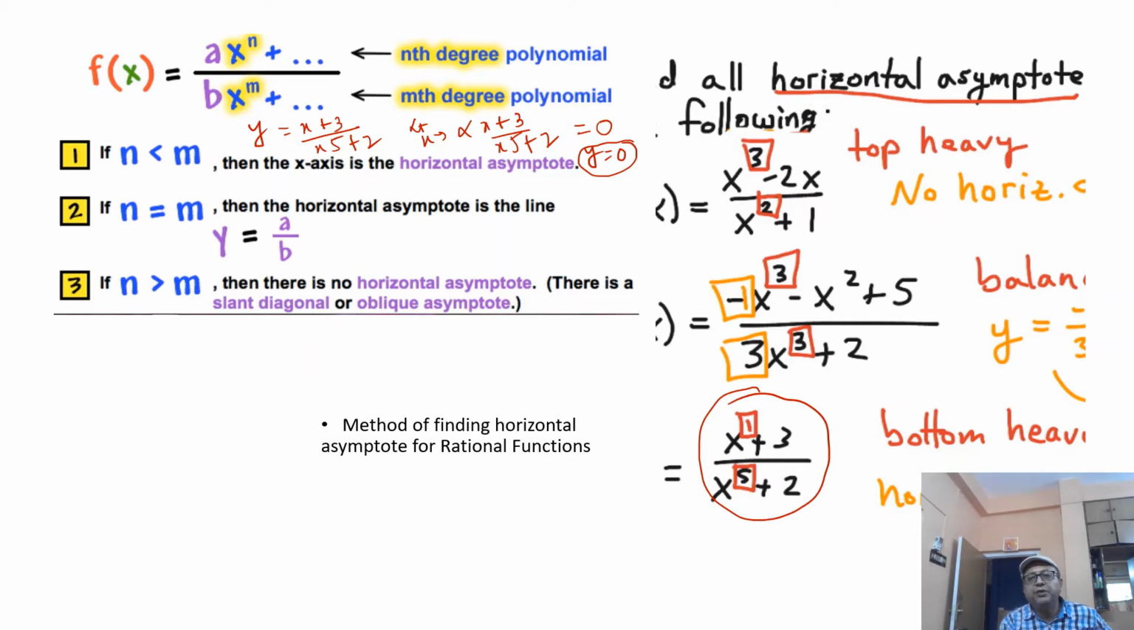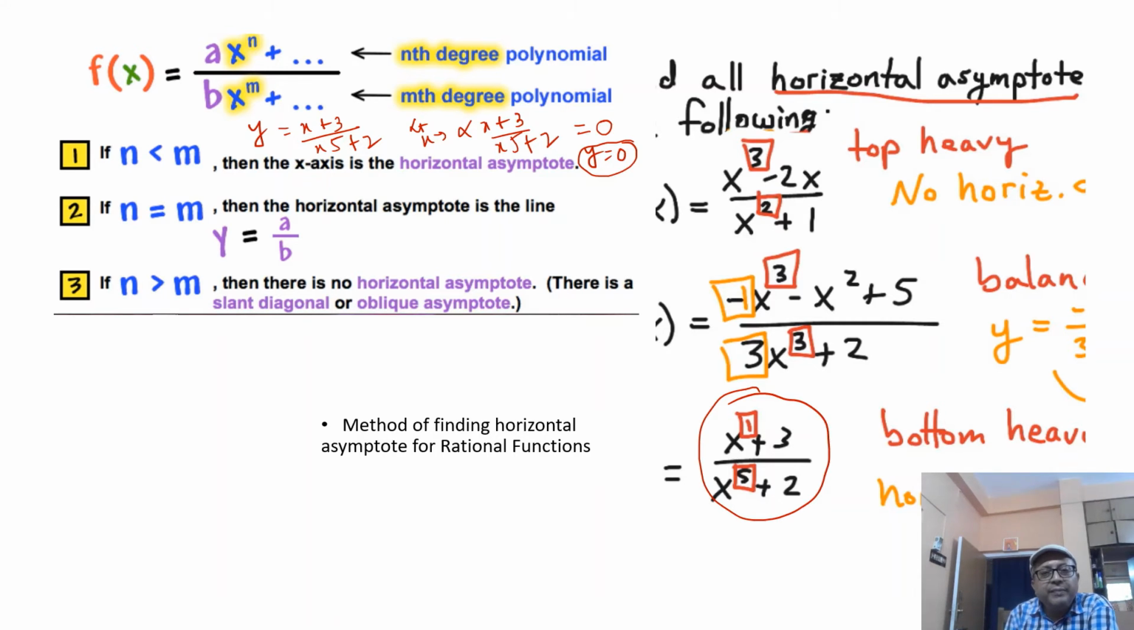When n is equal to m, like in this example, when you find the limit of this expression, you will find the limit is going to be minus 1 by 3. It is the coefficient of the leading term in the numerator divided by the coefficient of the leading term in the denominator, and the value of y is equal to minus 1/3. The horizontal asymptote is going to be y equal to minus 1 by 3.